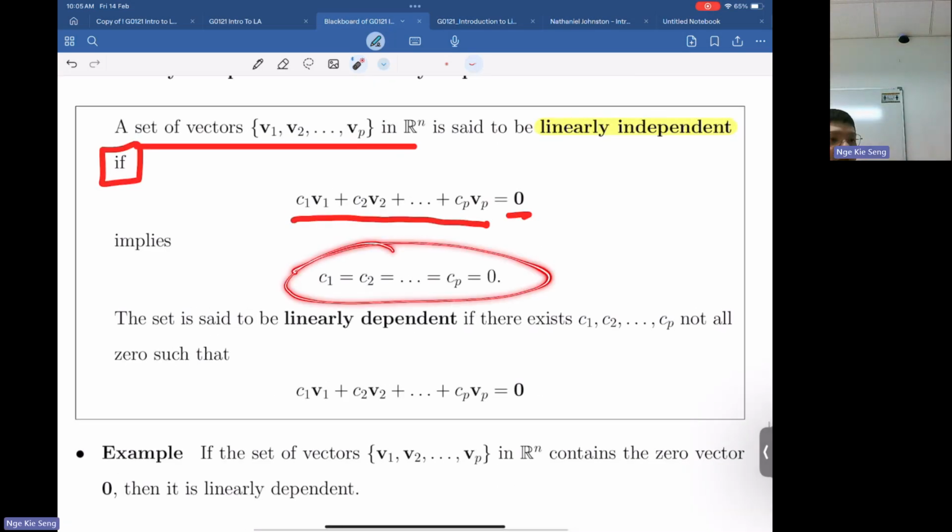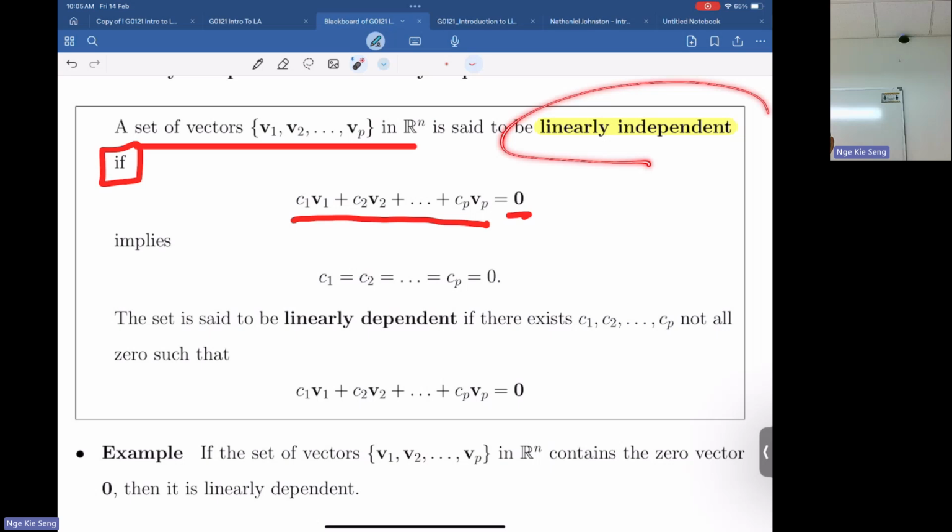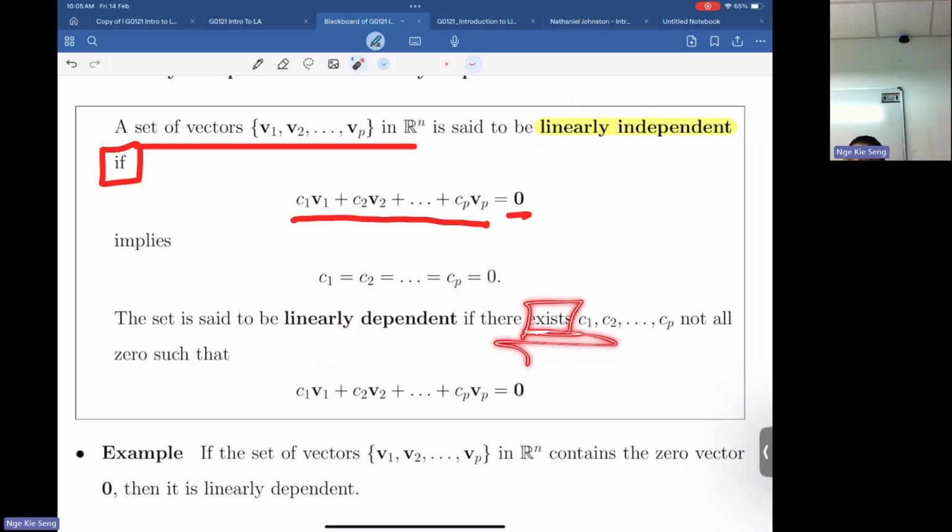It implies that 0 is the only solution. So if you have more than the 0 solution, then you are good. I mean, good to show that it is linearly dependent. Yeah, that exists, you see? Exists means you just need to find one that works. There could be more, but one is enough.